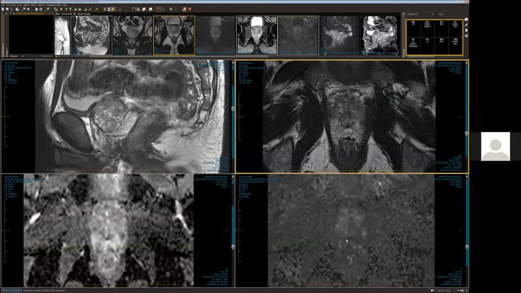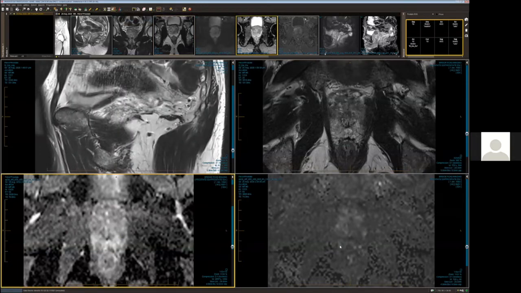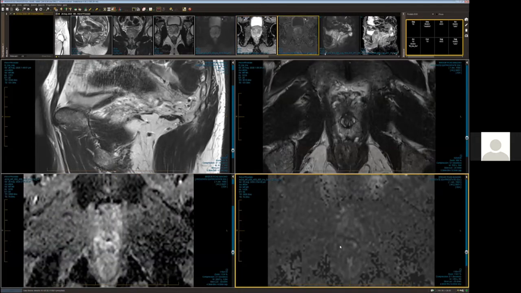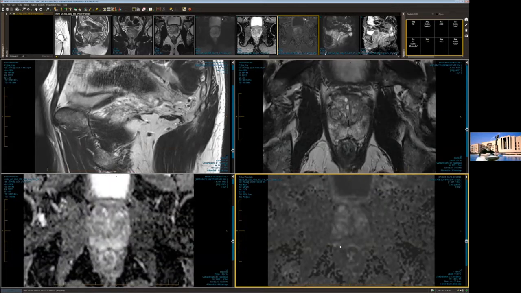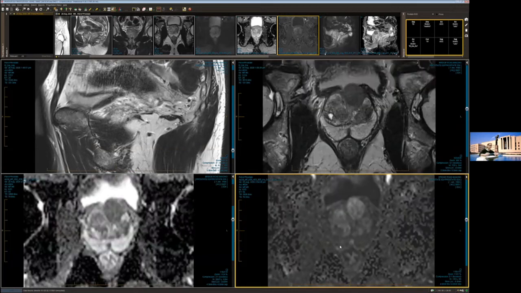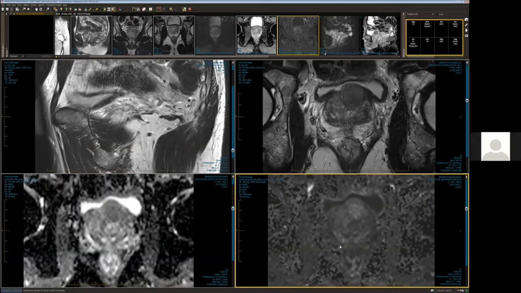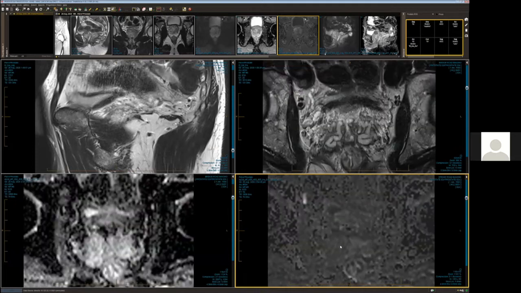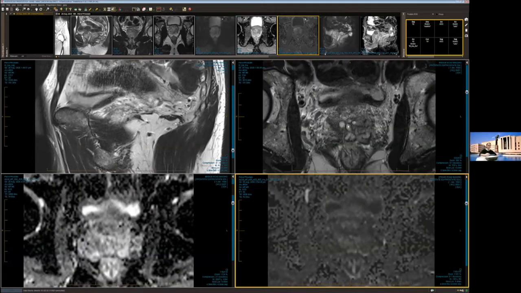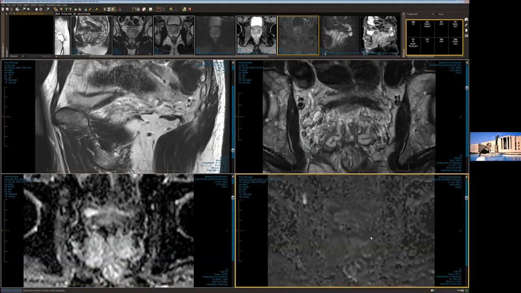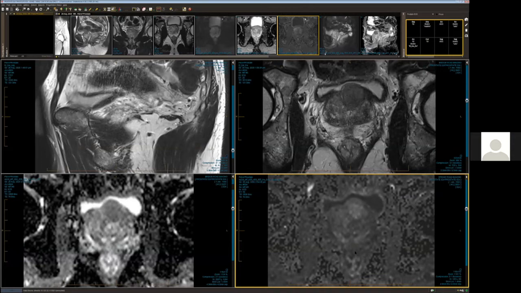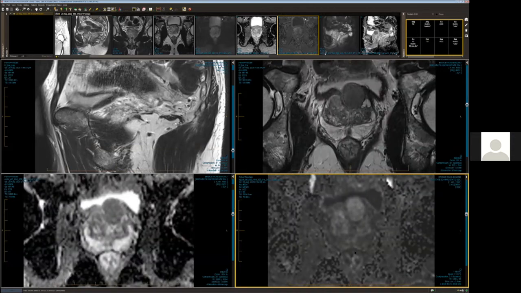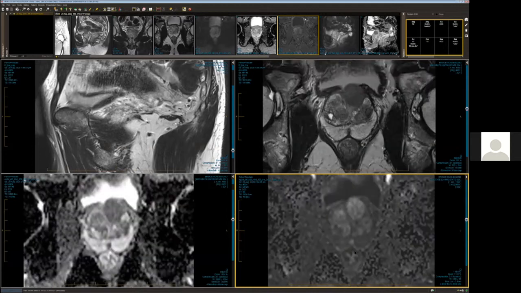So here we are at the apex, and we'll just scroll towards the base. Would you scroll, please, at middle gland, and then at base? So this is the apex. No, we're at the base now. There are seminal vesicles here. So we're at the base, and now I'm going from the base, that's that BPH nodule, towards the mid-prostate, and now we're getting towards the apex.